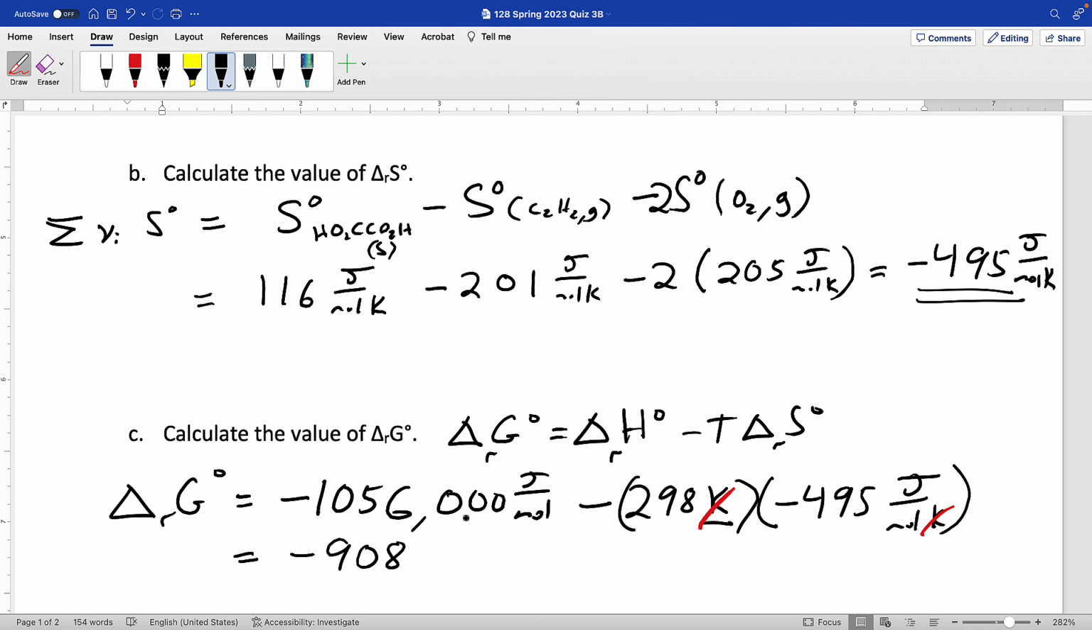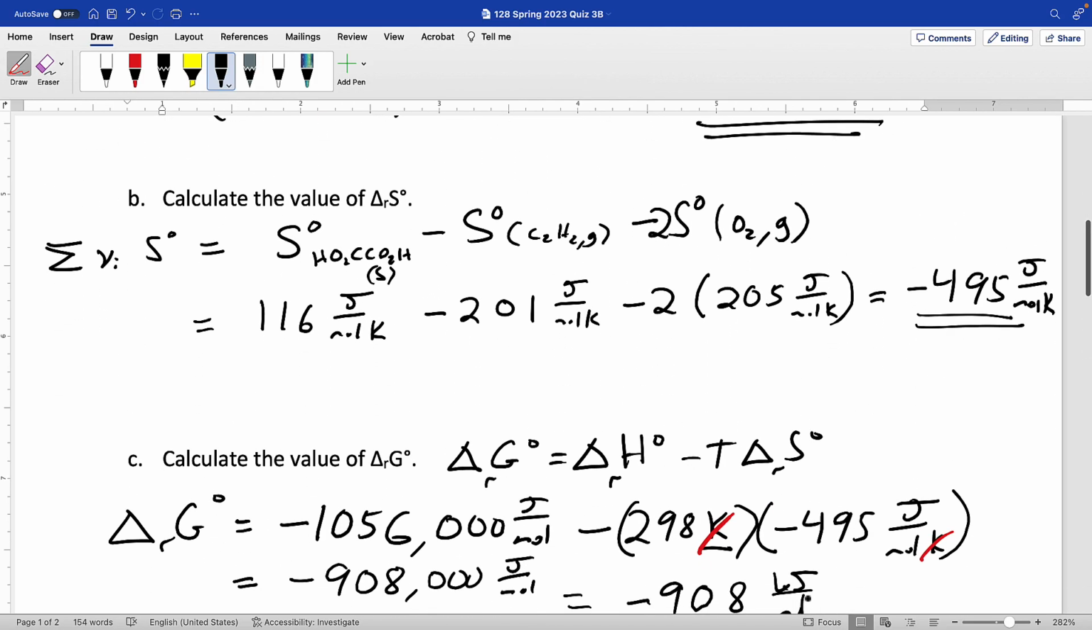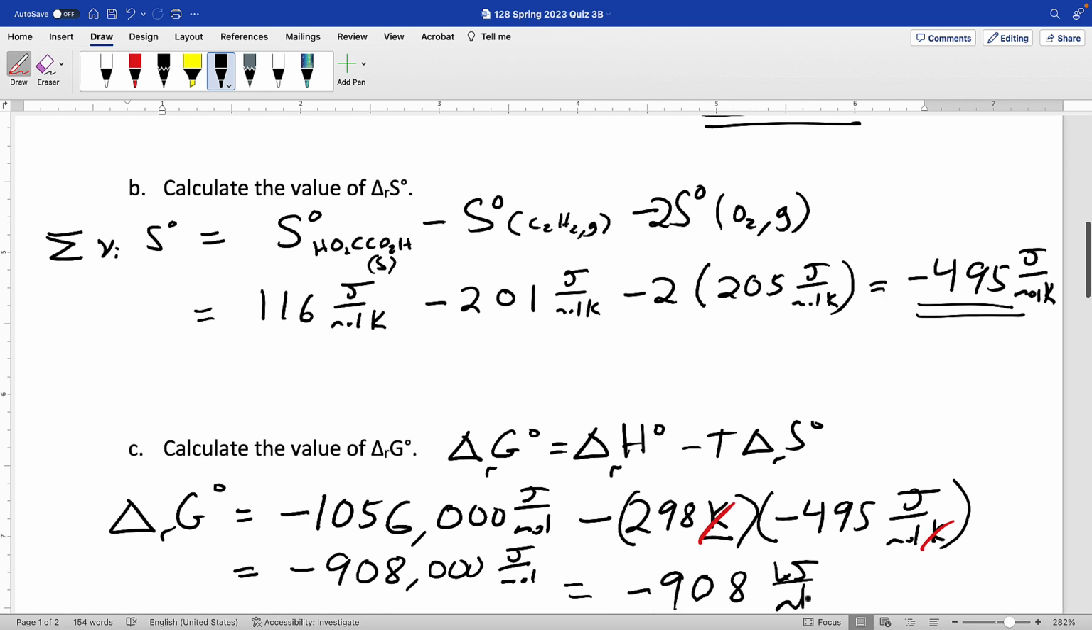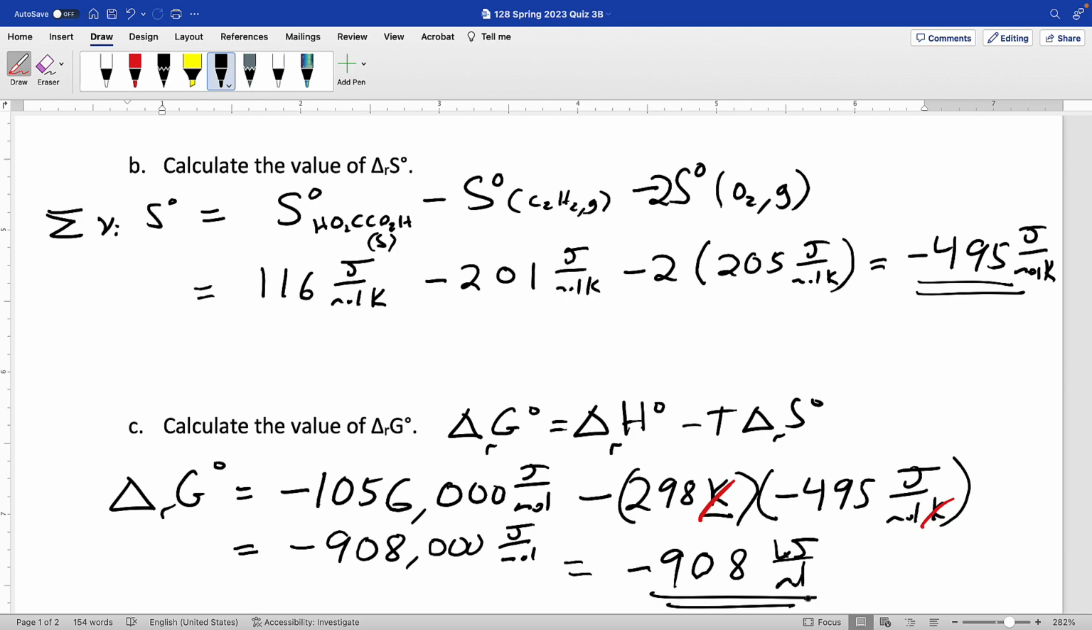So notice we've got a negative number, and we've got a negative times a negative on the right-hand side, so it gives a positive. So that's going to eat away at our negative numbers here. So we get negative 908,000, I'm just rounding here a bit, joules per mole, or we could put that in a more compact notation, say negative 908 kilojoules per mole. So you always want to check your energies, and your enthalpy should be in terms of joules or kilojoules per mole, and your entropy should always be joules or kilojoules per mole per Kelvin. Okay.